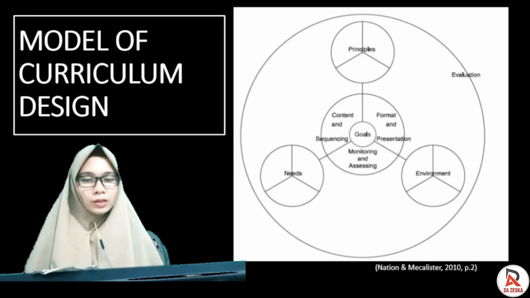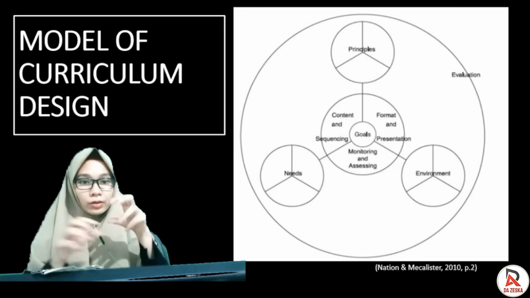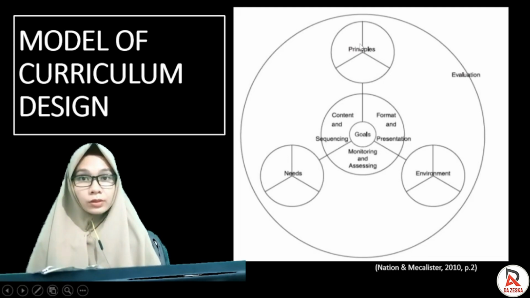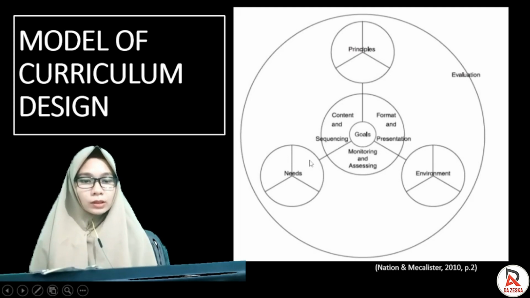Here in the model, we can see clearly that there are 3 outer circles. So you may see that there are 3 outer circles. Here, the first is principle, the second is needs, and the last outer circle is environment. And beside these 3 outer circles, we also have one subdivided inner circle.